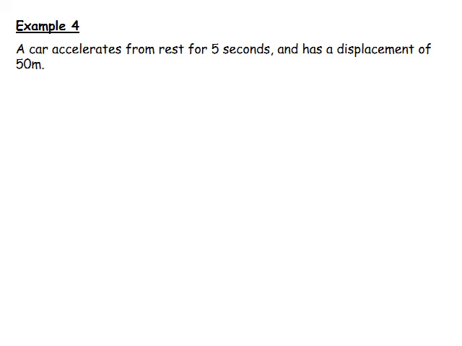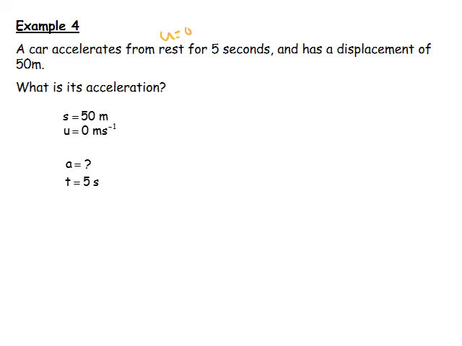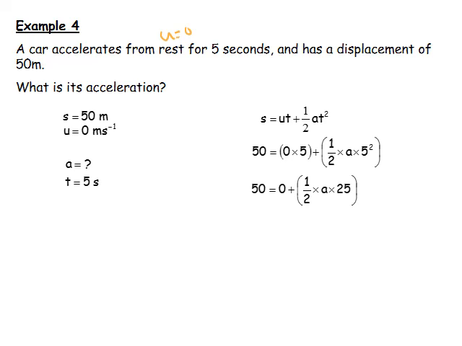Car accelerates from rest for 5 seconds and has a displacement of 50 meters. Calculate its acceleration. So SUVAT, 50 meters. Initial velocity, that's rest, so that's 0. Final velocity, don't know. Acceleration, don't know. That's what I need to work out. Time, 5 seconds. So you look at the formulas. Often you need to write them down to be able to pick it, to see what you've got.